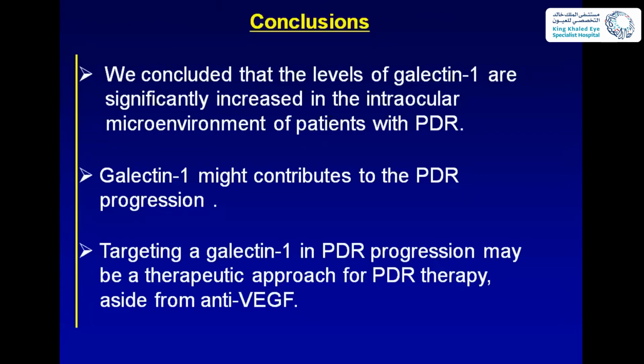Conclusion. What we conclude is that galectin 1 in the intraocular microenvironment, the galectin level is high. One thing is very important: it contributes to PDR progression and initiation. It means that targeting galectin 1 may be a therapeutic approach for PDR therapy aside from anti-VEGF, because it is a substitute of galectin 1. So we need to target galectin 1 also to get more therapeutic prevention and protection. So now this was about galectin 1 and interleukin 11.